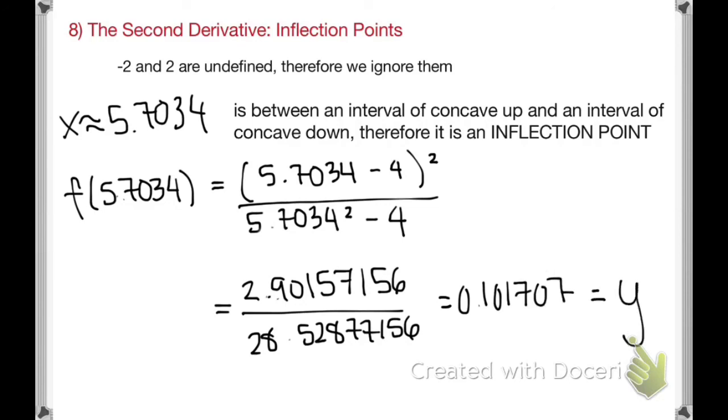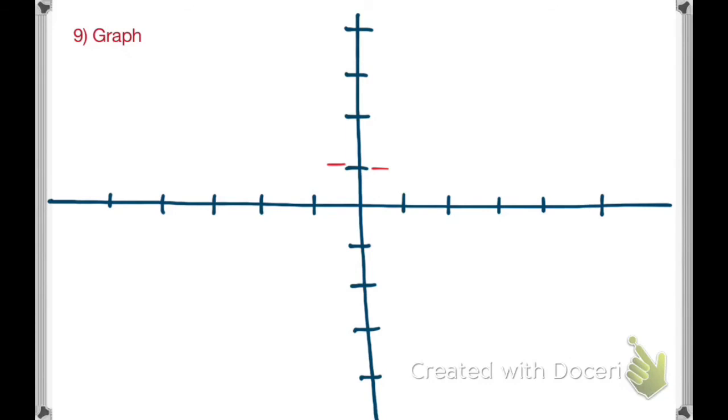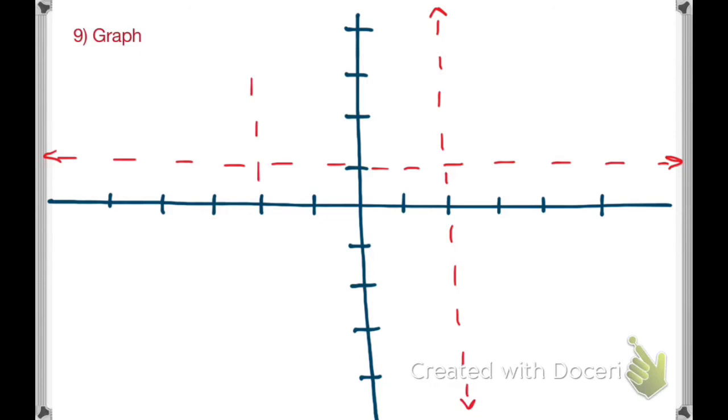So once I have the inflection point, I have everything that I need to graph our function. So when I put in a y and an x-axis, I can first plot our horizontal asymptote at y equals 1. Plot our two vertical asymptotes at x equals 2 and x equals negative 2. Now I'm going to plot the points that I found. One of them is at 0, negative 4, one of them is at 1, negative 3, and another is at 4, 0.